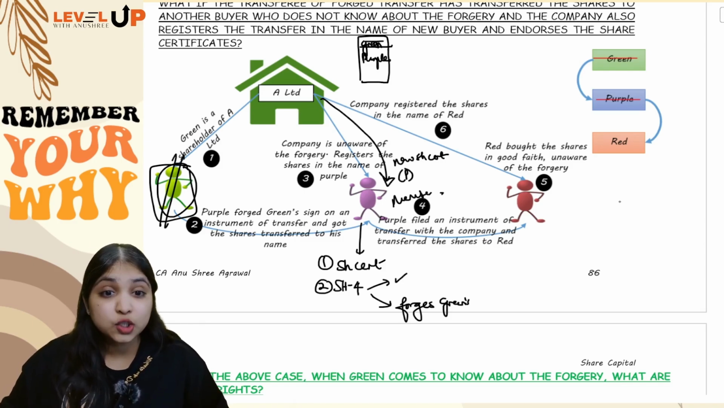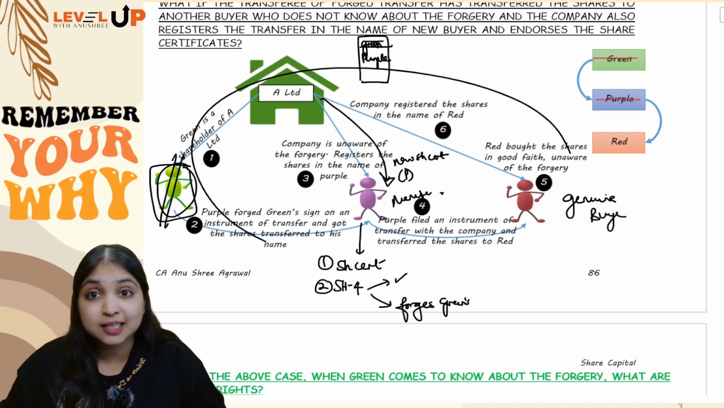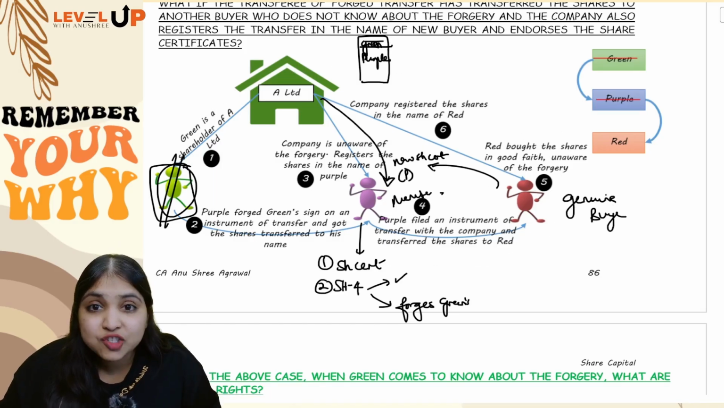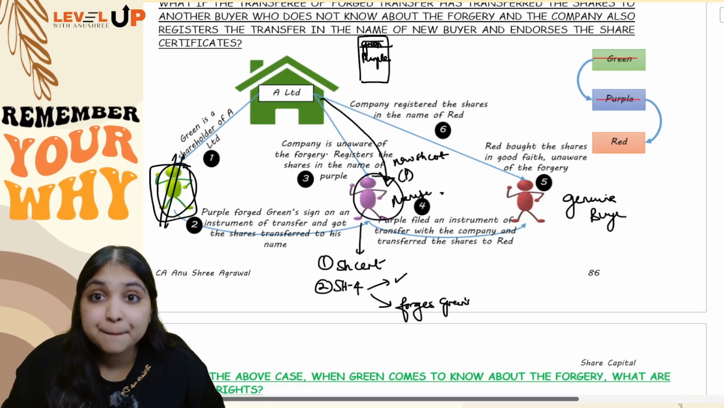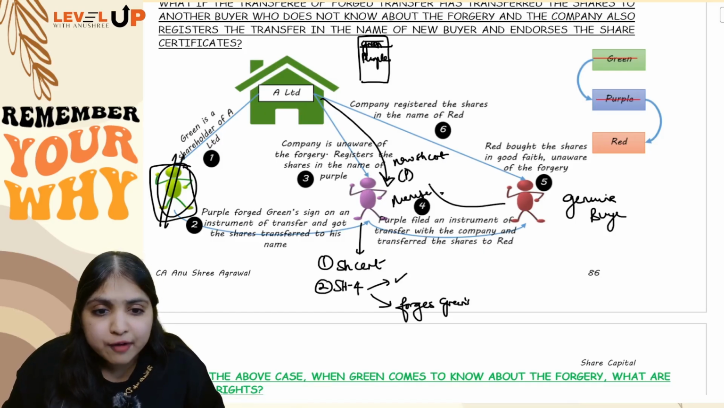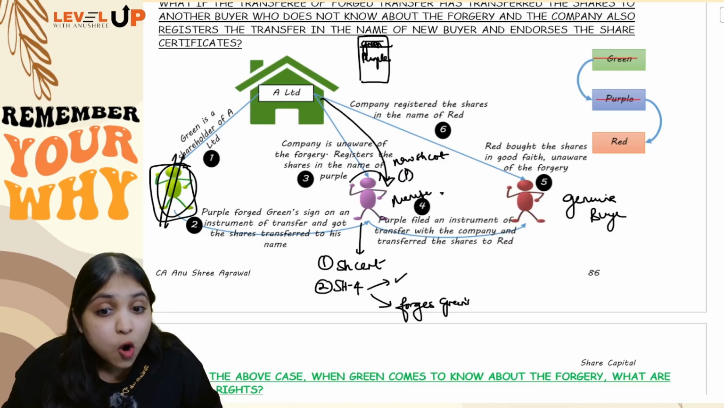Then enters into the story another person, Mr. Red, who is a genuine buyer, which means he has no idea that all this has happened. He looks at this share certificate. He relies upon this share certificate. Come on, guys, a share certificate is issued by the company saying Purple is the owner of the shares. So, of course, Red can rely upon the share certificate. He trusts this share certificate.